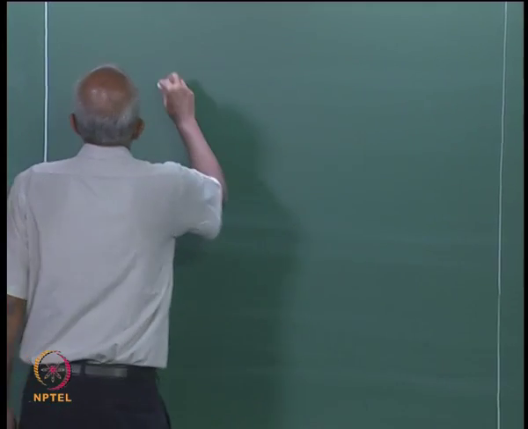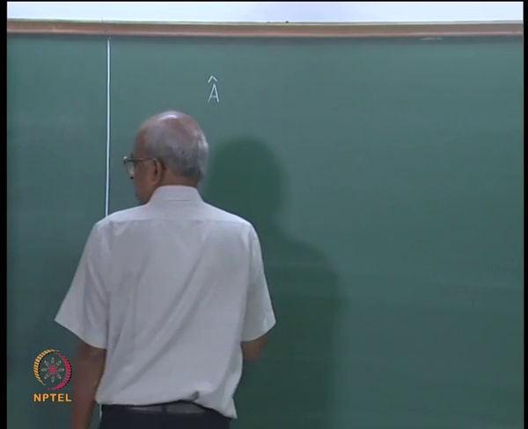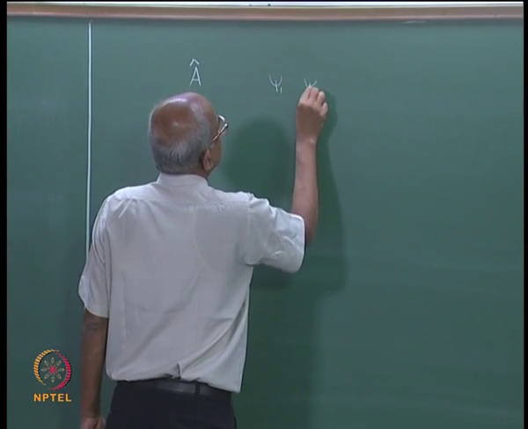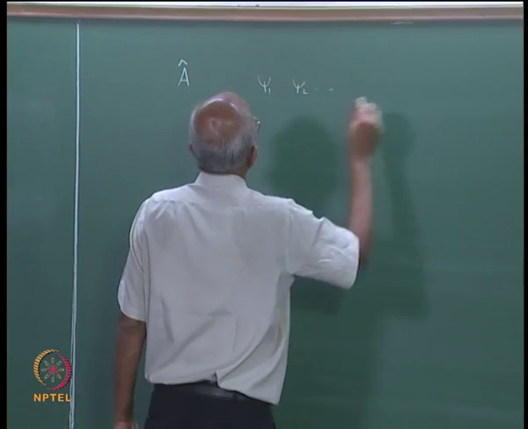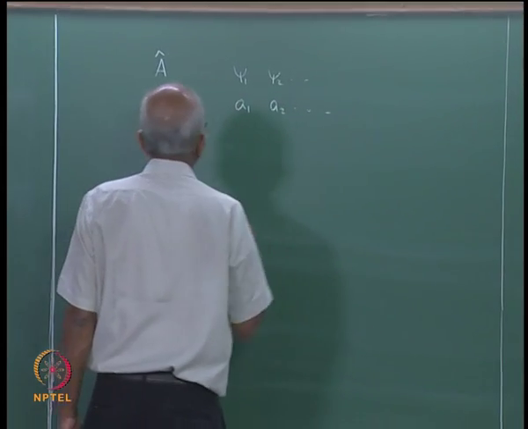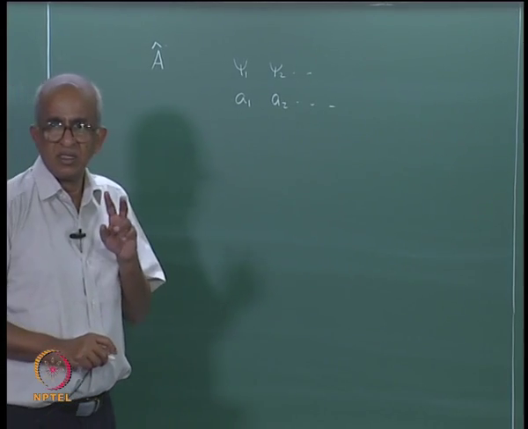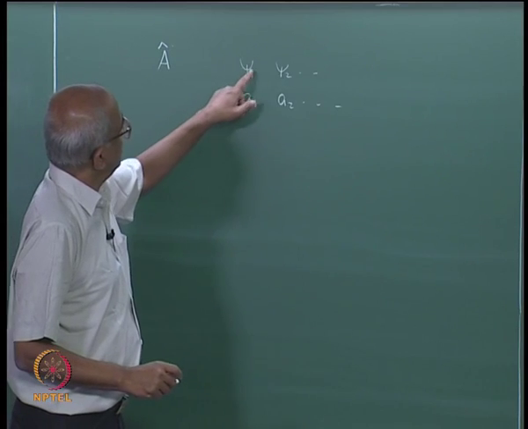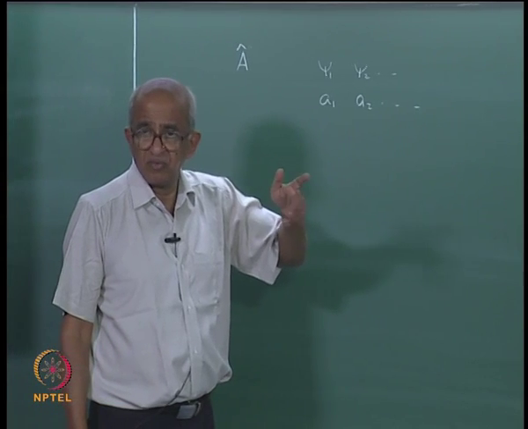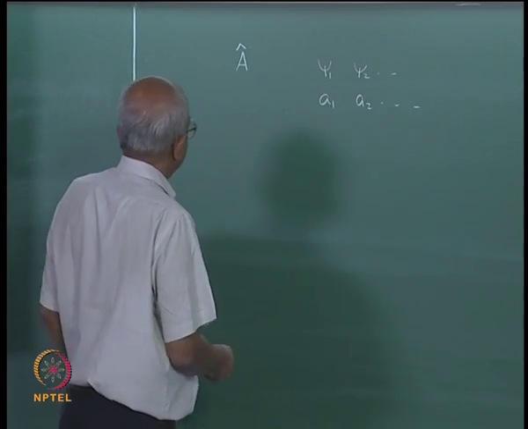So, we imagine that we have this operator A. It has the eigenfunctions which we denote as psi 1, psi 2, psi 3, etc., and the corresponding eigenvalues are A1, A2, A3, etc. And what we will prove is that any two of these eigenfunctions belonging to different eigenvalues will be orthogonal. This is what we will prove. And the way the proof goes is like this.